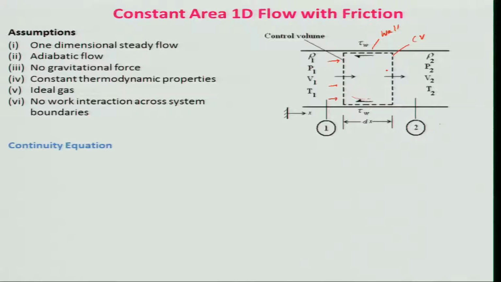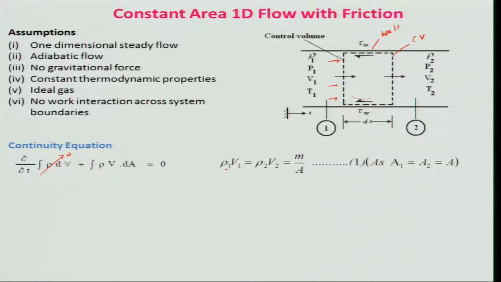And we will basically look at the continuity equation as we have seen. This term will be 0 because the flow is steady, and for this one dimensional flow it is basically rho 1 V 1 equals rho 2 V 2, as A 1 is equal to A 2, that is, a constant area duct. So, we will get this expression very easily.